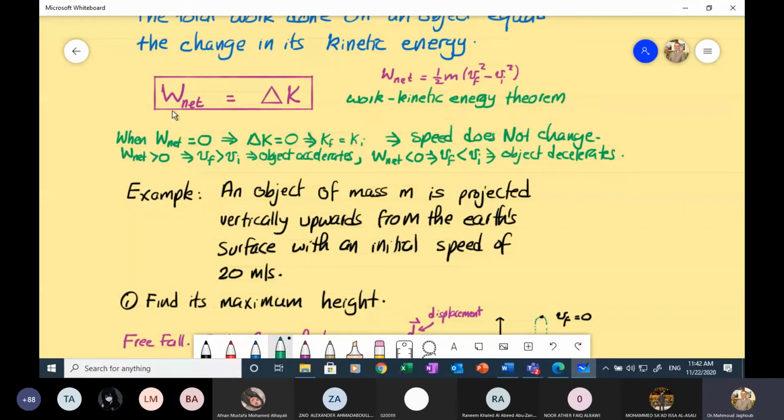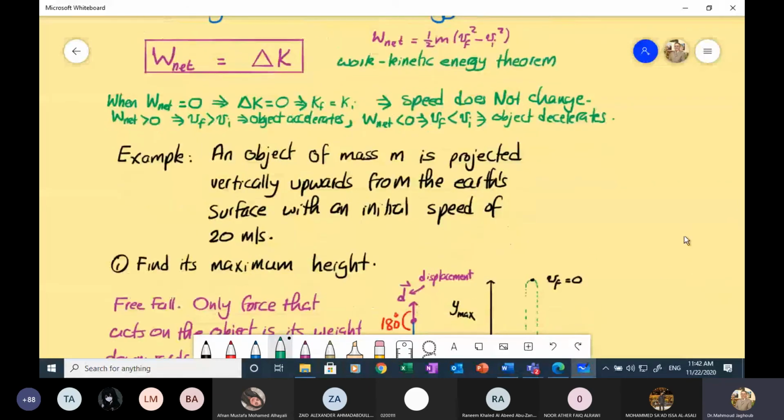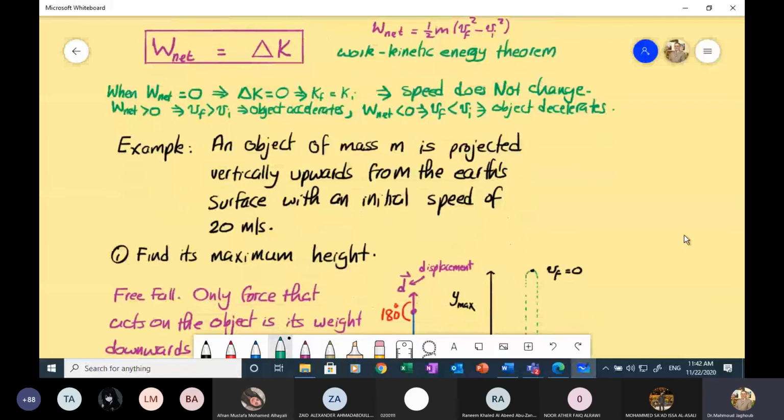What is so beautiful about this theorem is that all the questions we did in chapter 2 can be solved using this formula, except one type of problem which asks for time. All the kinematics problems can be solved with this law, except if it asks for time, because this does not have time. Okay, so let's see how we can use this to solve some problems that we dealt with in chapter 2, which is motion in one dimension and two dimensions.